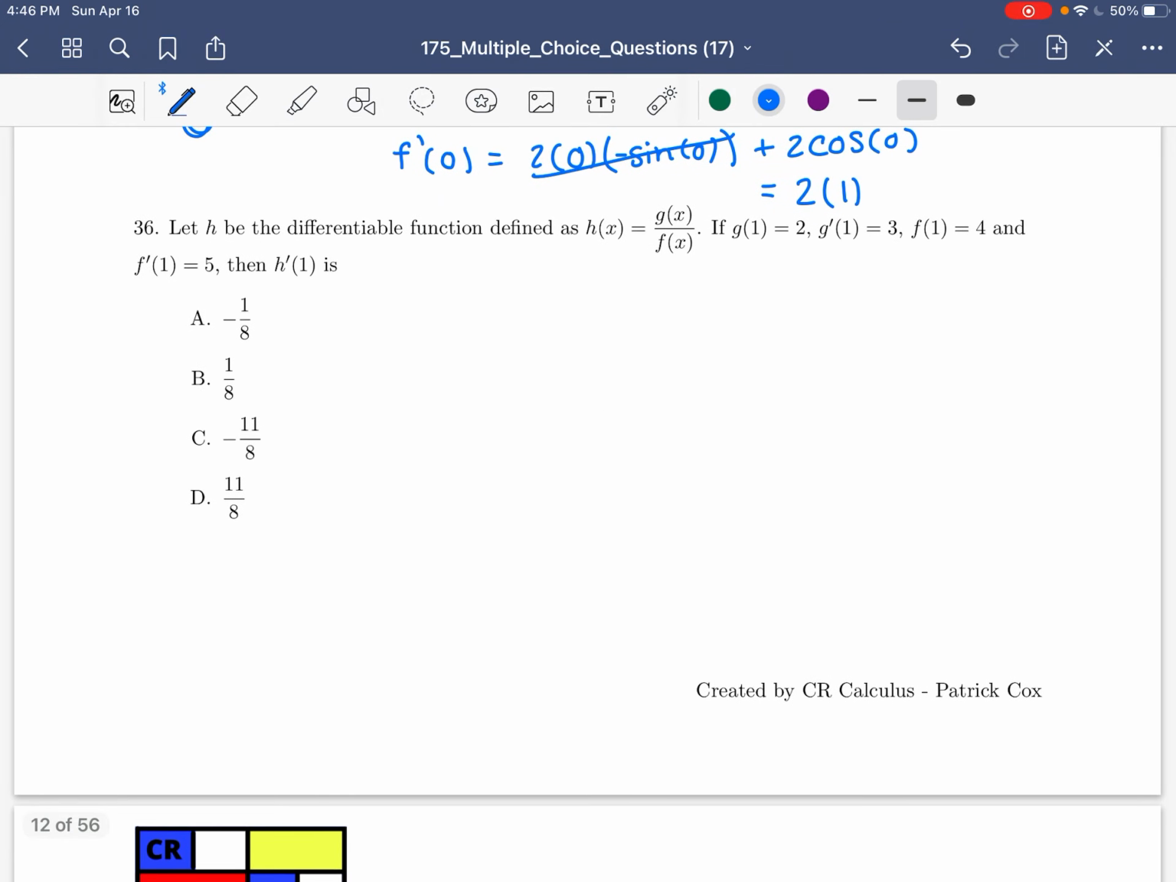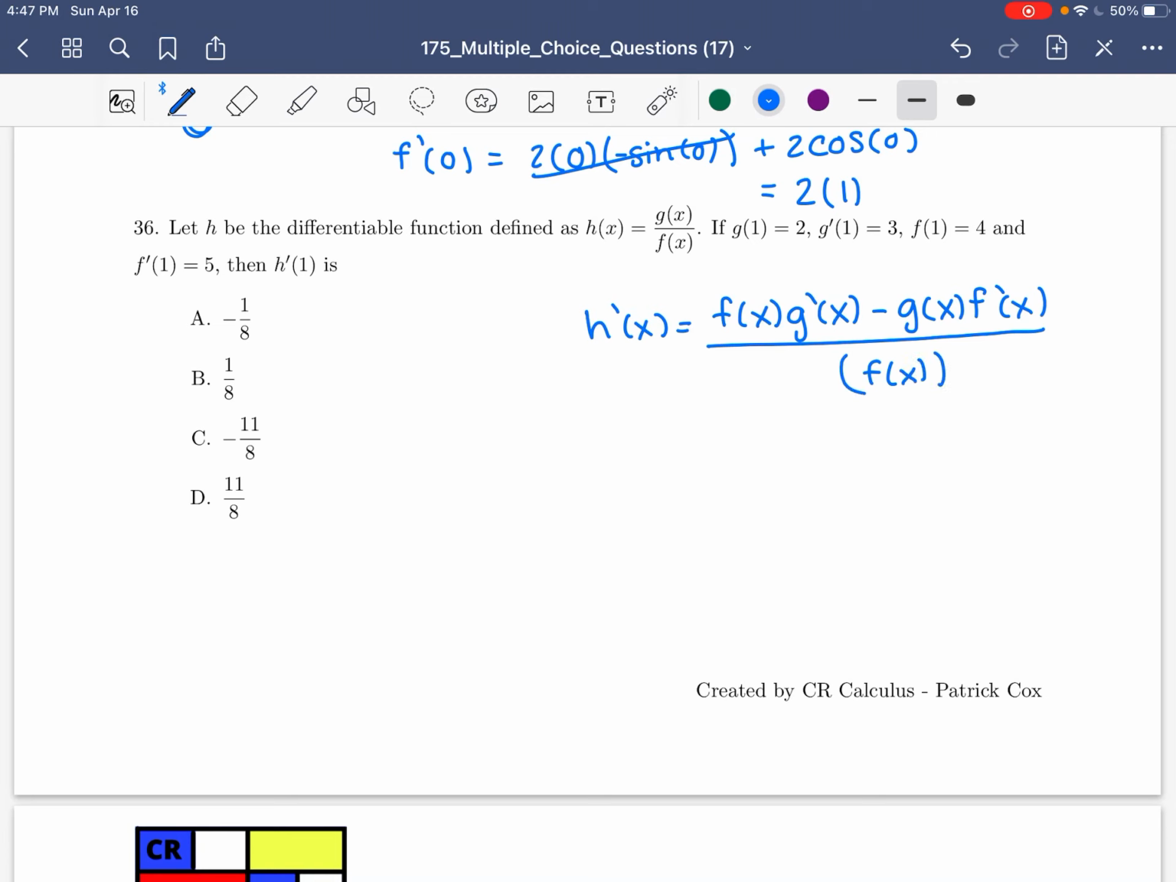36, they give us h of x equals g of x over f of x. So on this one, I'm going to need quotient rule. So I can say h prime of x is going to equal low d high minus high d low, all over the square of what's below.